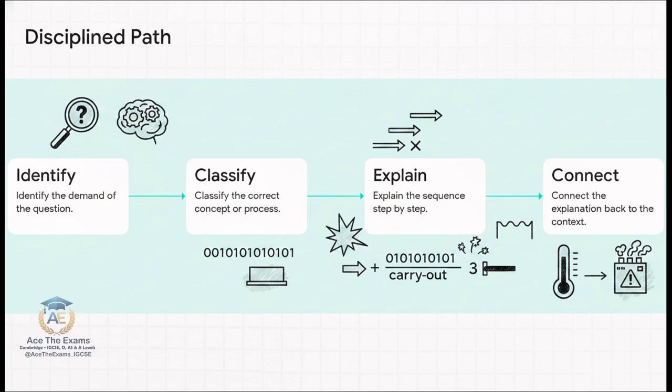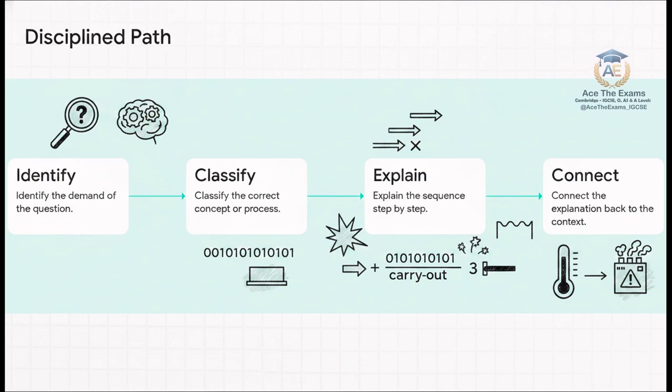Step 2. Classify the concept. Read the scenario and lock onto the fact that, underneath the confusing story about a factory, this is just a data representation issue, specifically an overflow error. Step 3. Explain the sequence step by step. Do not jump around. Start with the binary addition process, show exactly where the extra carry bit is generated, and state the physical reason why the register rejects it.